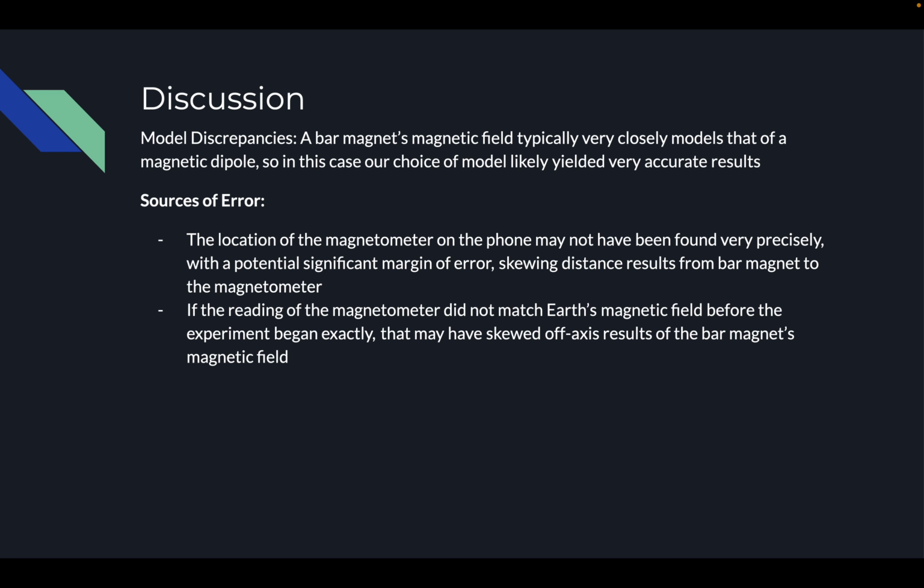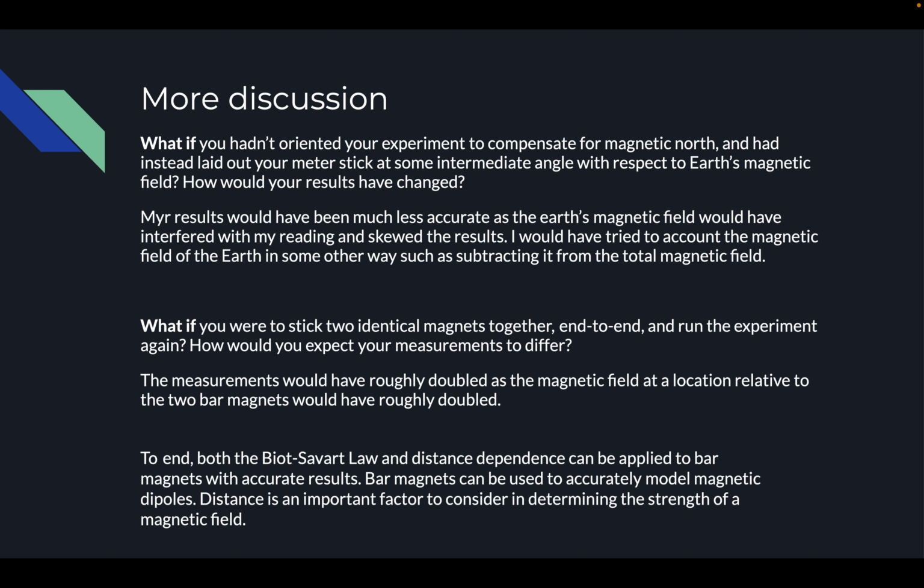Although there were sources of error, like the location of the magnetometer on the phone may not have been found very precisely, or the reading of the magnetometer did not match Earth's magnetic field exactly before the experiment began. Moving on to more discussion. What if I hadn't oriented the experiment to compensate for magnetic north? I think my results would have been much less accurate, because the Earth's magnetic field would have interfered with my reading and skewed the results.